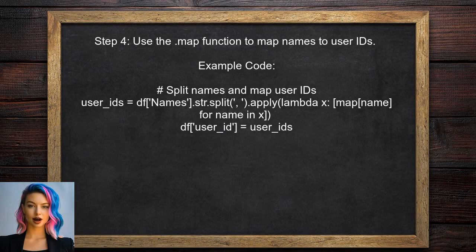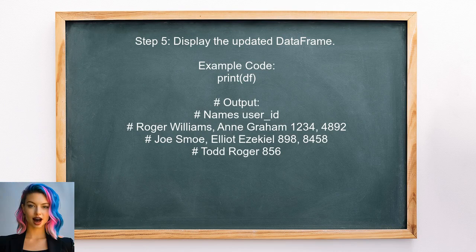Next, the user can apply the pandas.map function to the data frame. This function will replace each name in the data frame with its corresponding user ID from the mapping dictionary. Finally, the user can display the updated data frame to see the names alongside their mapped user IDs. This will confirm that the mapping was successful.